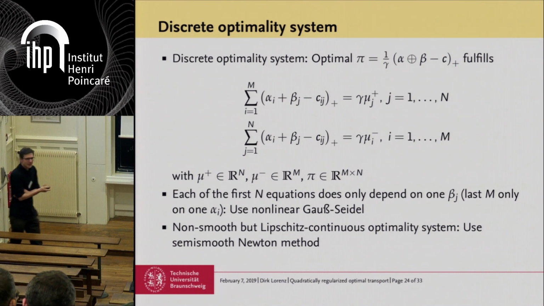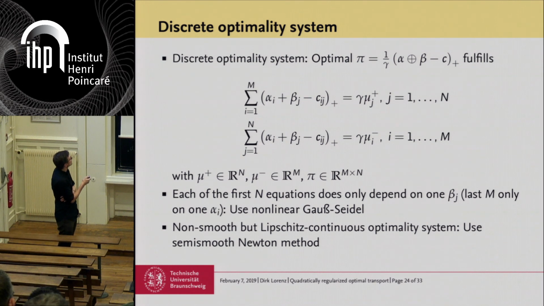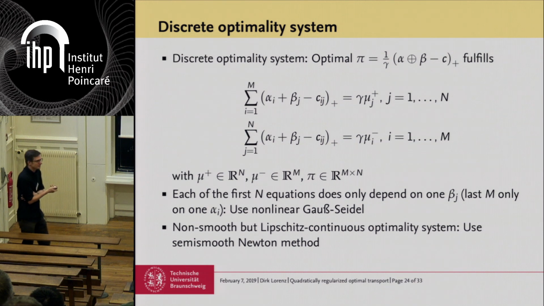So this would be a nonlinear Gauss-Seidel method, and this is one thing you can do. Note that this is a non-smooth equation, but it doesn't matter. Gauss-Seidel works in this case too. But the other observation is you have a non-smooth but still Lipschitz continuous optimality system. You can try to use the Semismooth Newton method. It could work. Why not?